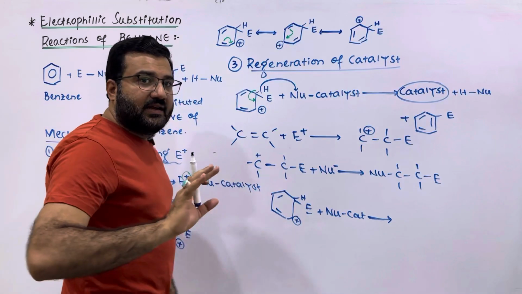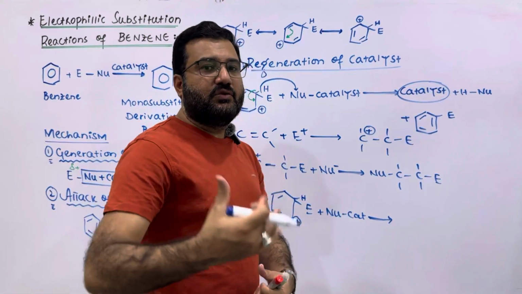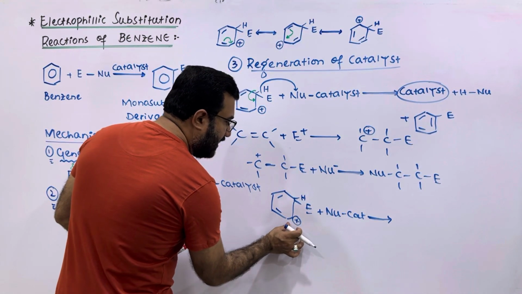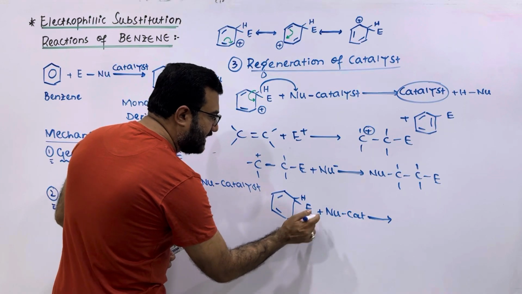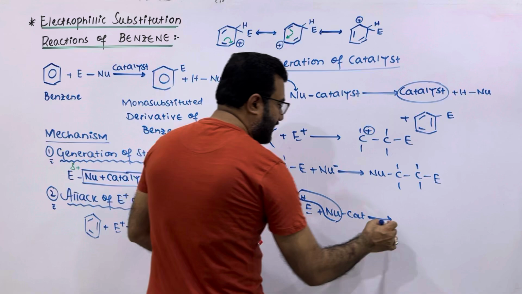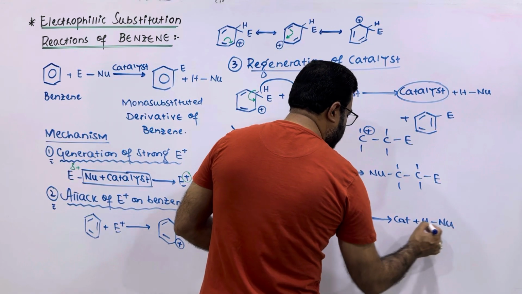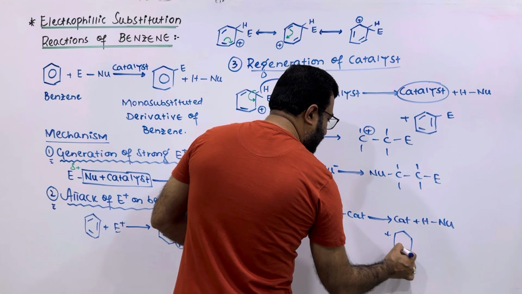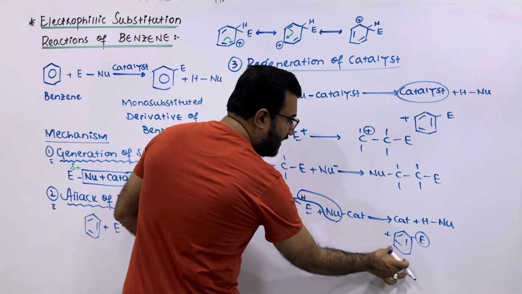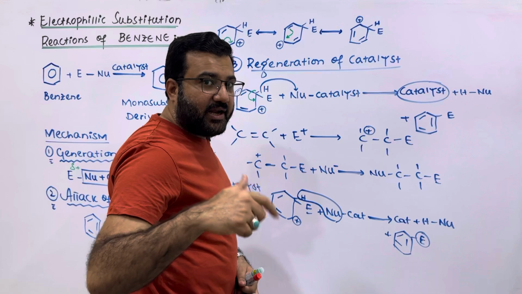And benzene loves its aromaticity. Benzene will never like to lose its aromaticity. That's why the nucleophile will not be able to attack the positively charged carbon. Rather, it will just take hydrogen with it. And my dear students, catalyst is regenerated, nucleophile goes with hydrogen, and the aromaticity of the benzene remains intact even in its monosubstituted product. Aromaticity means the alternate pi bonds.